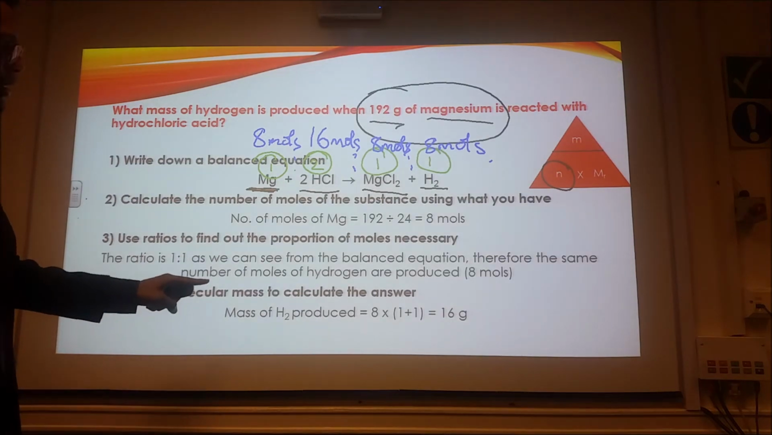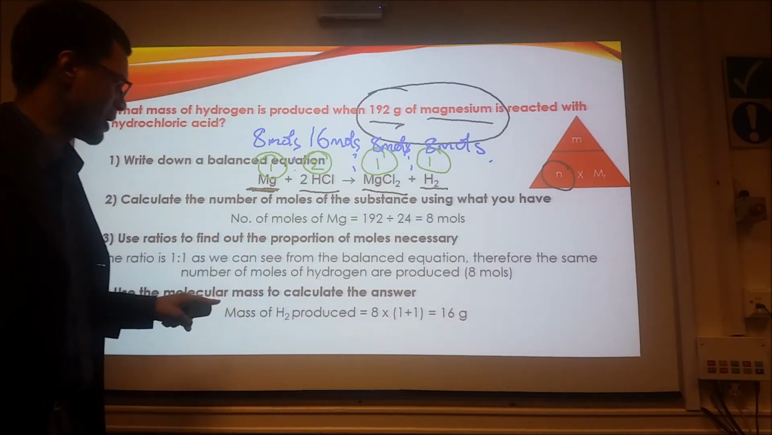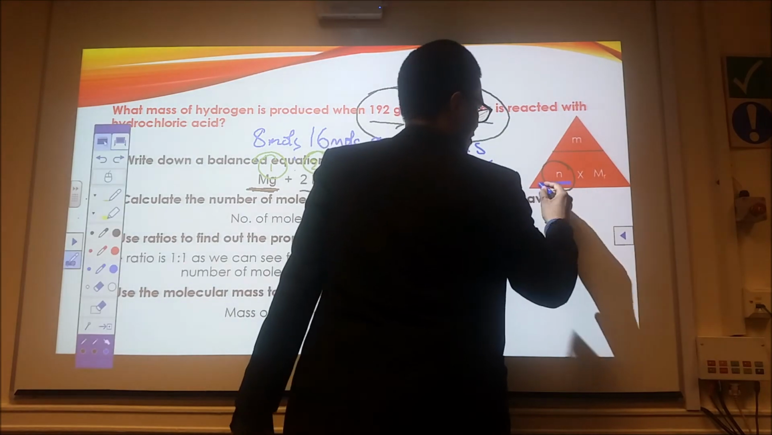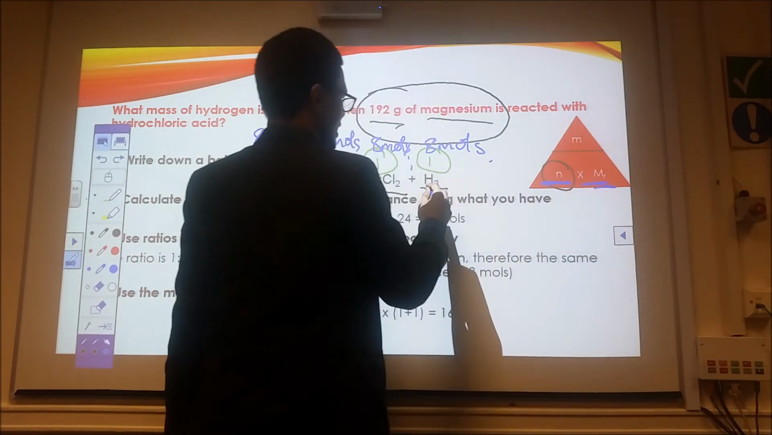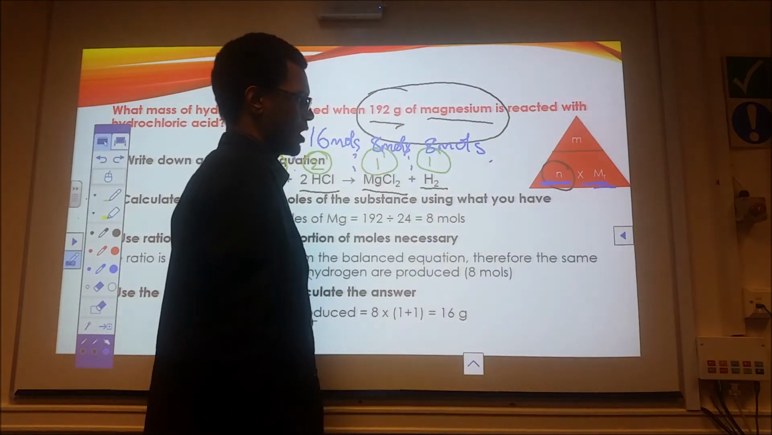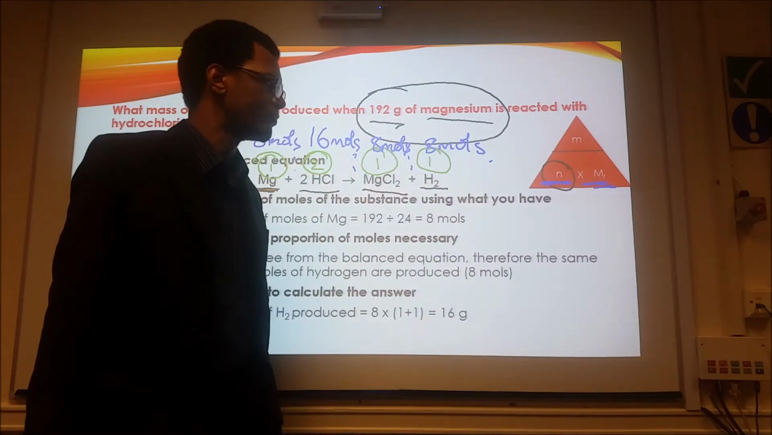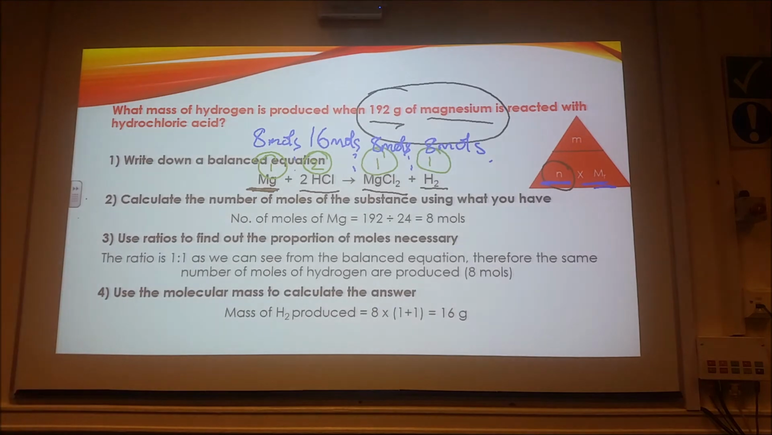Now, we can use the number of moles and molecular mass to calculate the answer, because now I have 2 values. I have my molecular mass for the hydrogen, which is 1 plus 1, and I also have the number of moles. So, I have 8 multiplied by 1 plus 1, which gives us 16 grams. And so that is my answer, 16 grams.